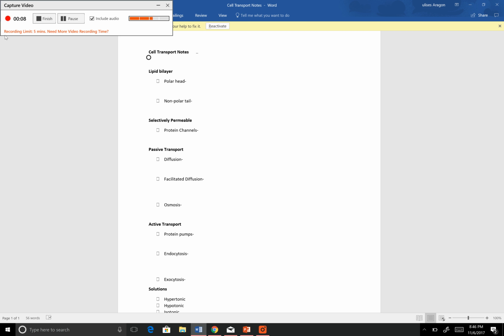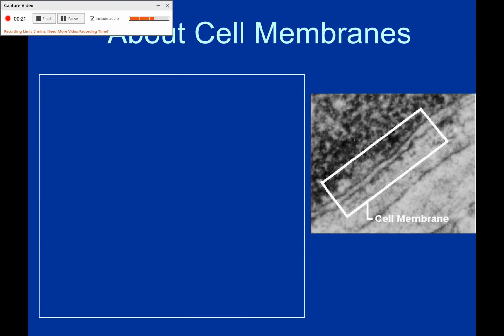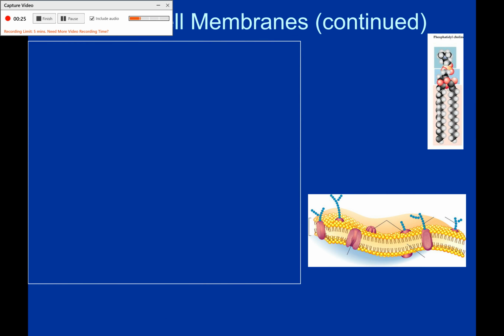What I'm going to be doing is going over these notes right here, cell transport notes. The first thing I'm going to do is go over these two concepts over here, polar head and non-polar head in the lipid bilayer. I'm going to open up my PowerPoint and start from current slide. Hopefully you guys can hear me, and hopefully you can see my animations here.